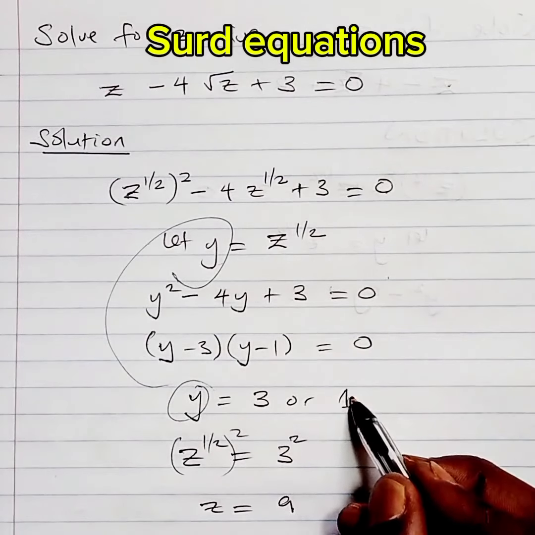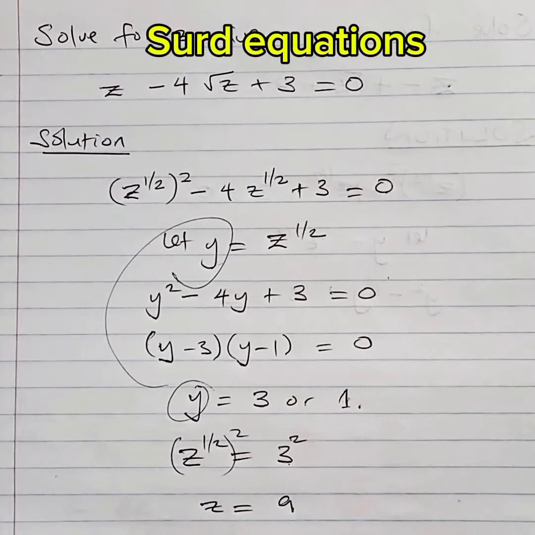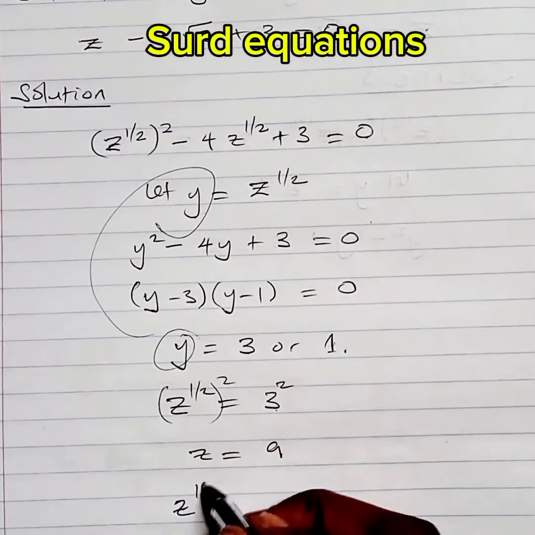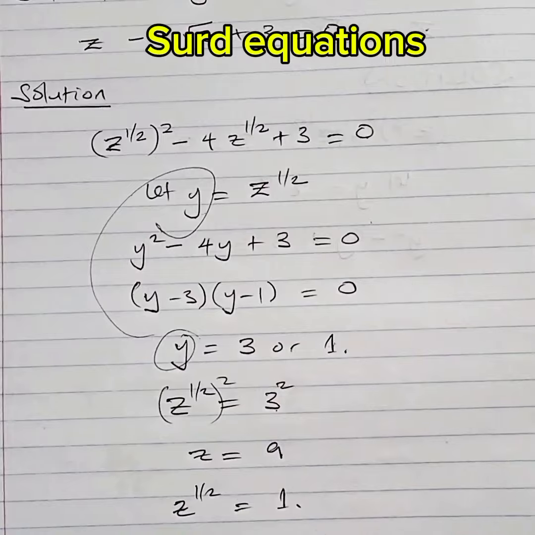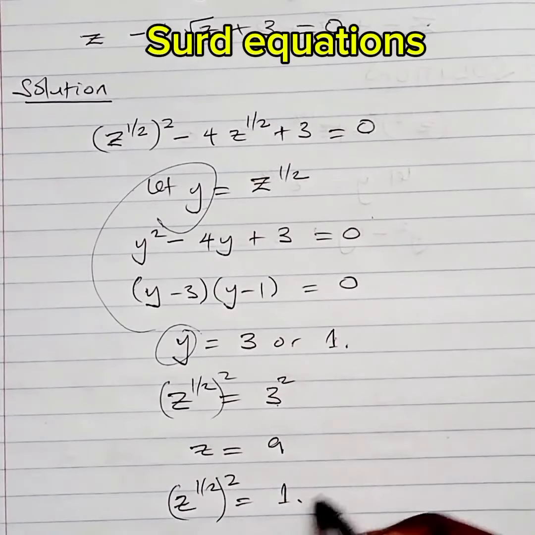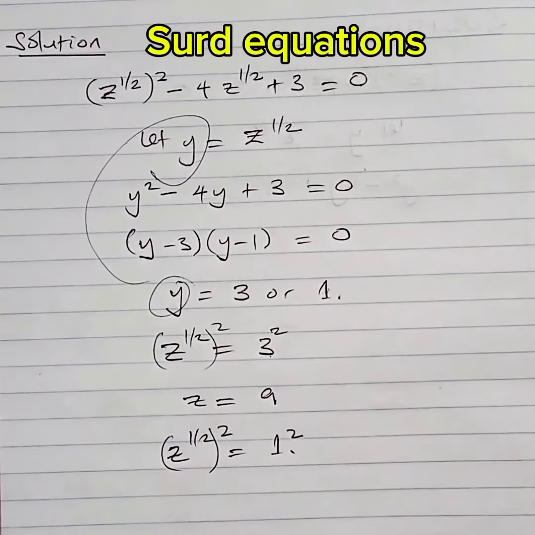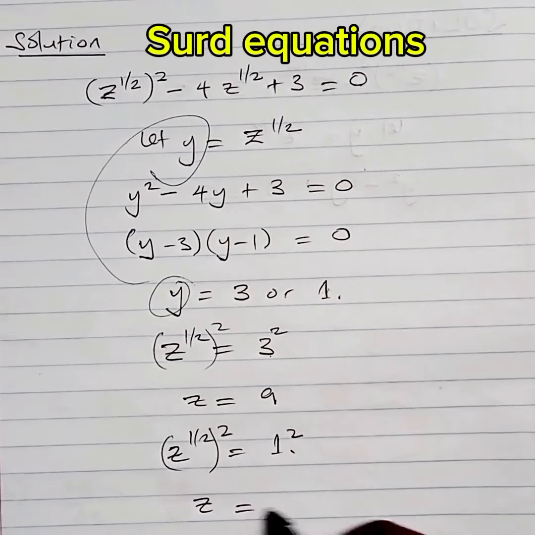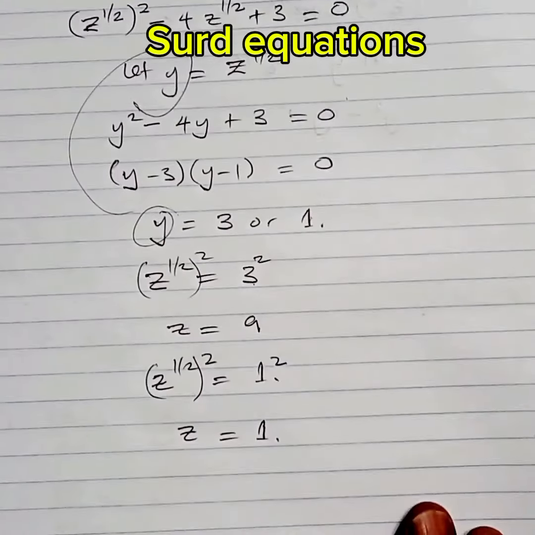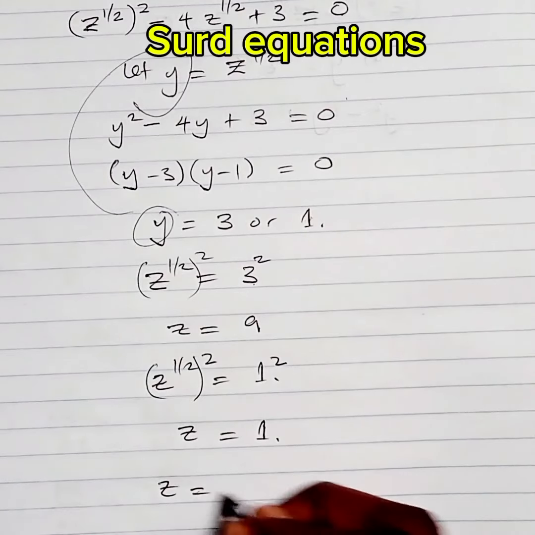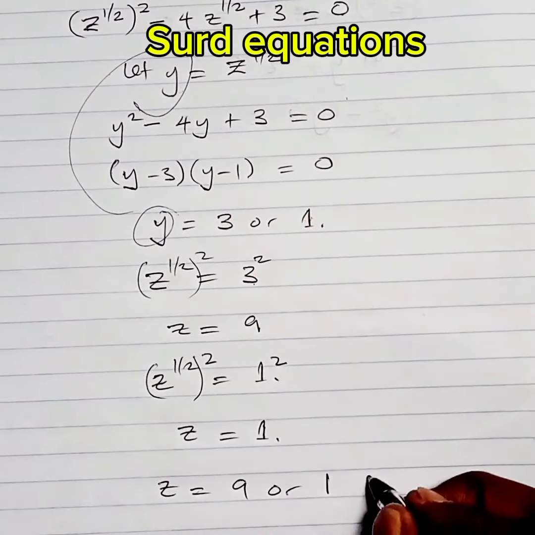And then when we put a 1 there, we're going to have z to the half is equal to 1. We do the same thing again. We square and we square there. We are going to get z is equal to 1. Therefore, we can say z is equal to 9 or 1.